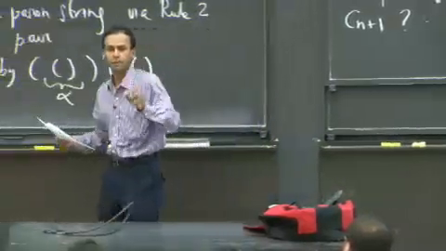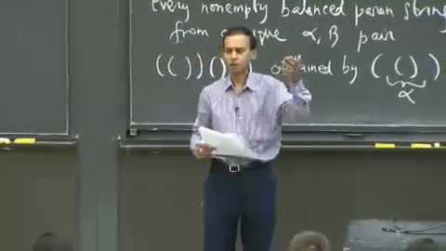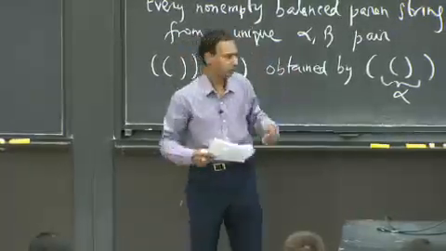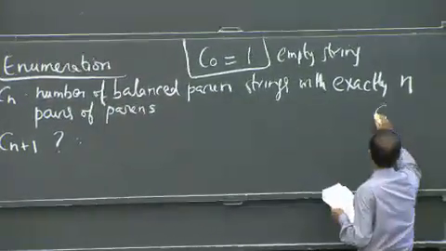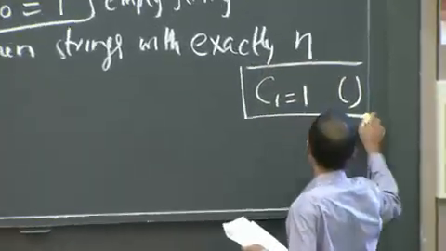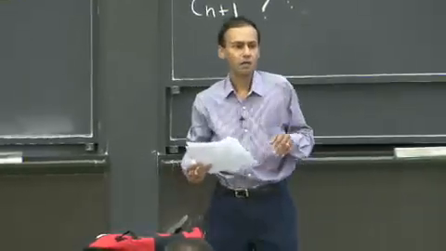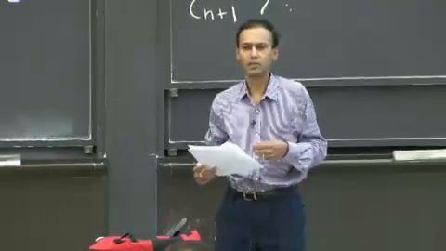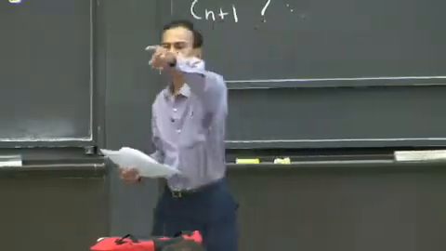So what about C1? Maybe I'll ask, what about C1? What's C1? 1. Right? C1 is 1 because all I have is this string. That's the only balanced string. Right? Now I have C0 and C1. What's an equation for C2 in terms of numbers? I want a number for C2 based on C0 and C1. Someone? Yeah?